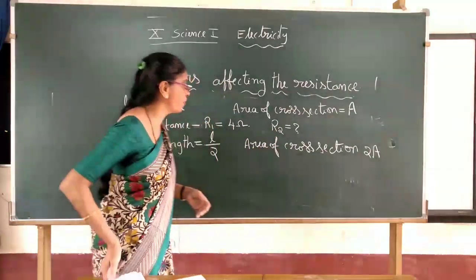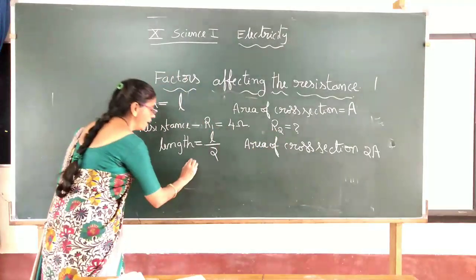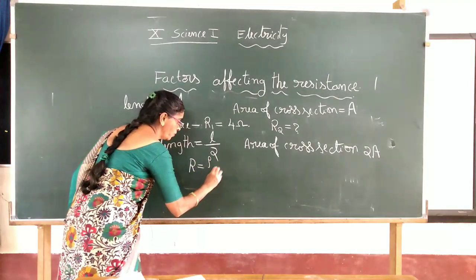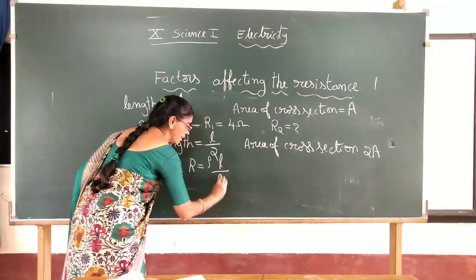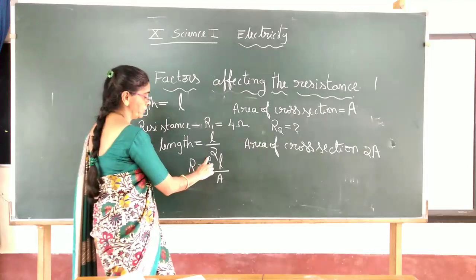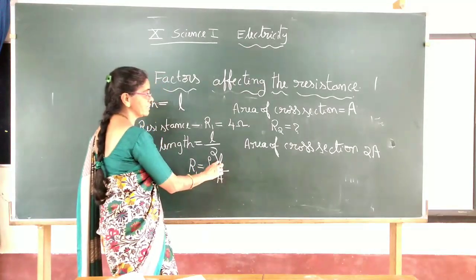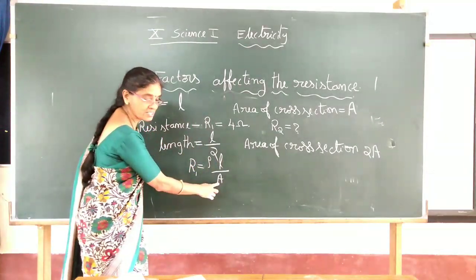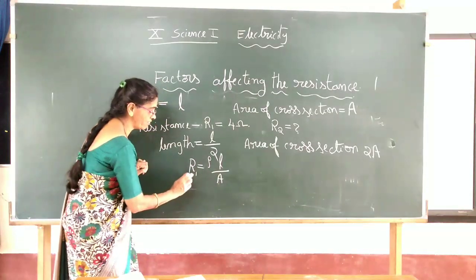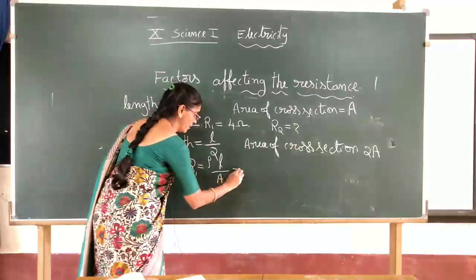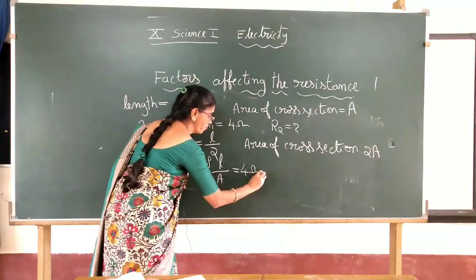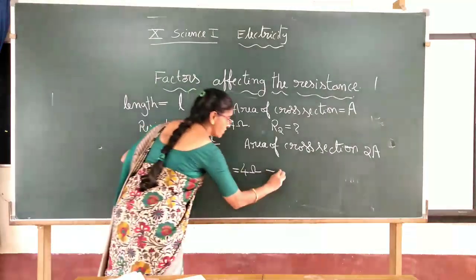Just we will use the formula. What is the formula? R is equal to rho into L by A. So in the first case, R1 is equal to rho L by A, with length L and area of cross section A. Rho we don't know, leave it as it is. R1 is given as 4 ohm. Let it be the first equation.